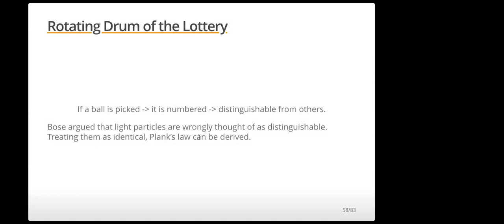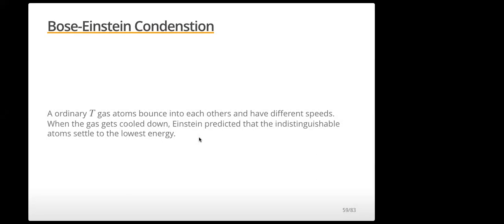You cannot think of these quanta of light as distinguishable. If you're in a rotating drum of the lottery and you pick a number, you're going to know what number you picked because it's labeled. But you cannot treat these quanta of energy as distinguishable particles. You have to treat them as indistinguishable. Once you introduce that, you can derive Planck's conclusion and move on to explain what's happening in these systems.